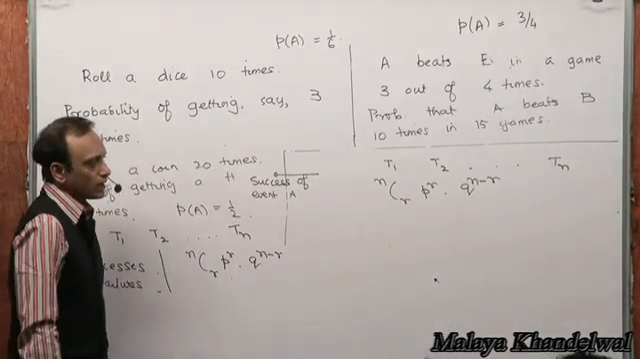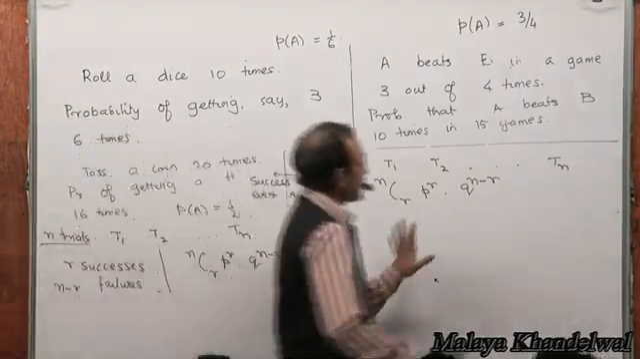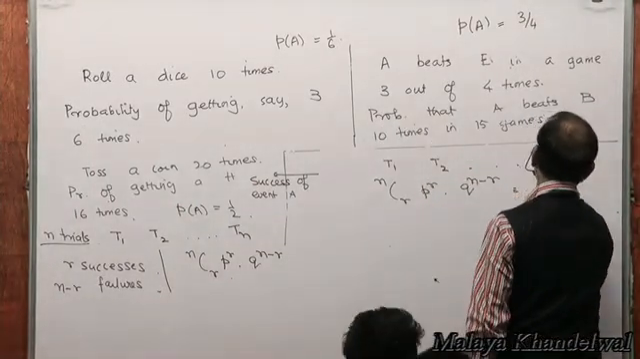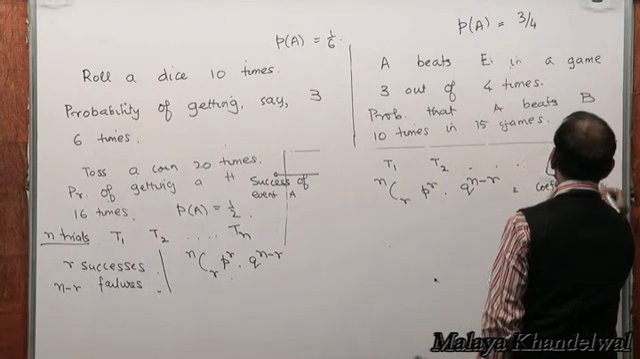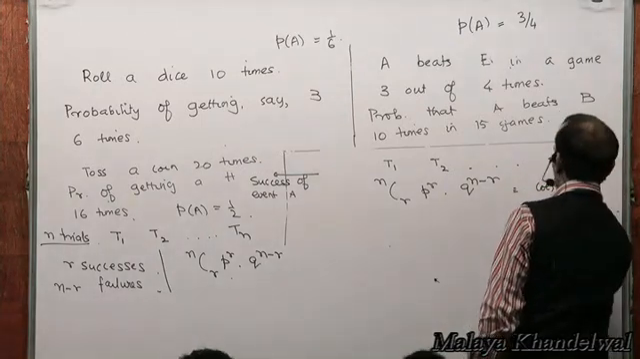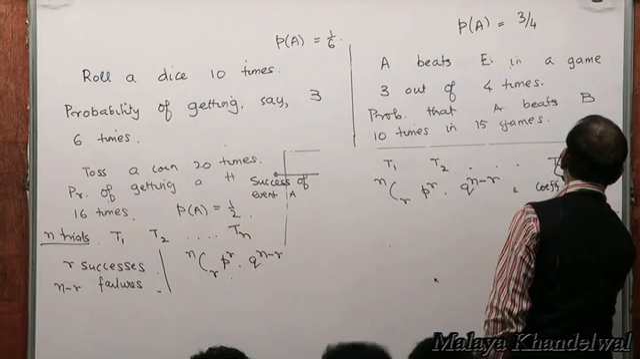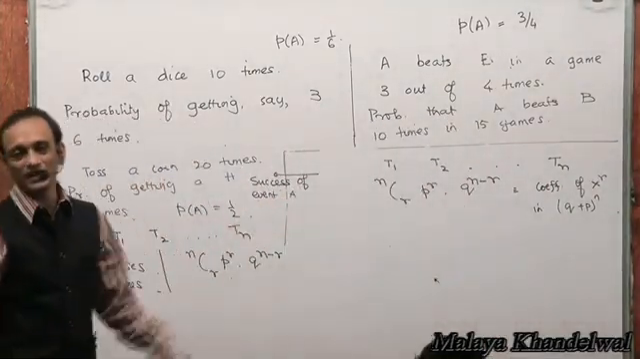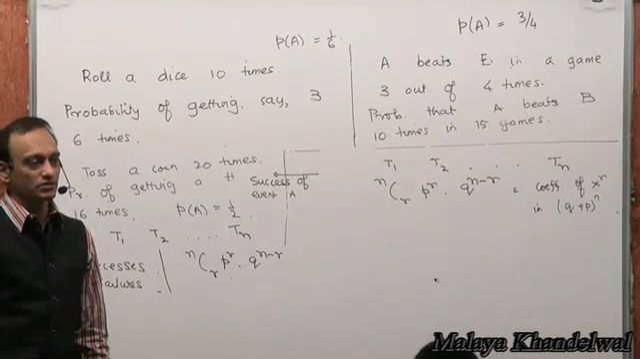Which means now, do you also realize, although it's not important, this is also the coefficient of x power r in (q plus p x) to power n? Yes or no? Do you realize this is the coefficient of x power r in (q plus p x) to power n, binomial theorem?